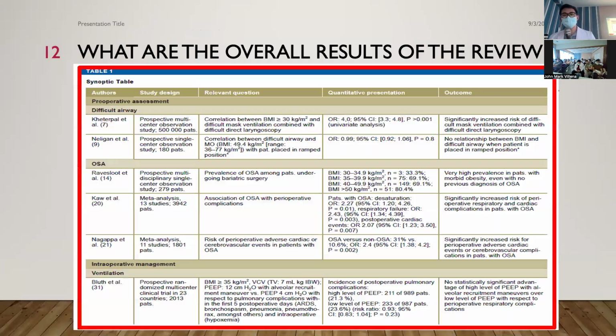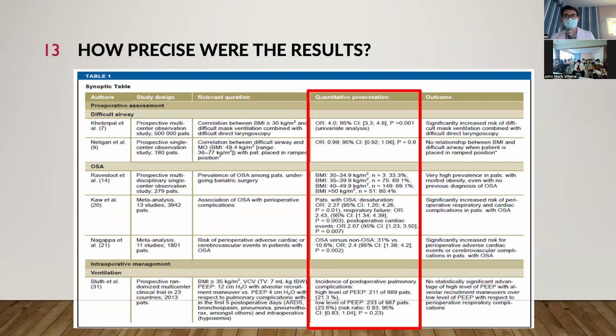In appraising the results, a systematic review should also present a summary of the results of the included studies. This is usually presented as a table or a forest plot. For this journal, I chose the table format. So what are the overall results of the review? As you can see, this table summarizes the results in a concise manner, which will be discussed more thoroughly in the next following slides.